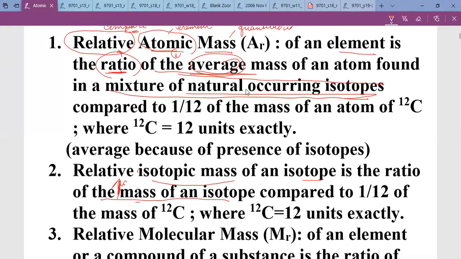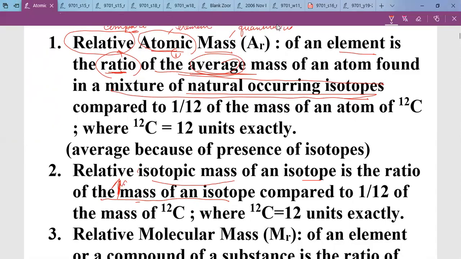Now, I know time is up, but let's look at some of the definitions. First of all, let's look at isotope.